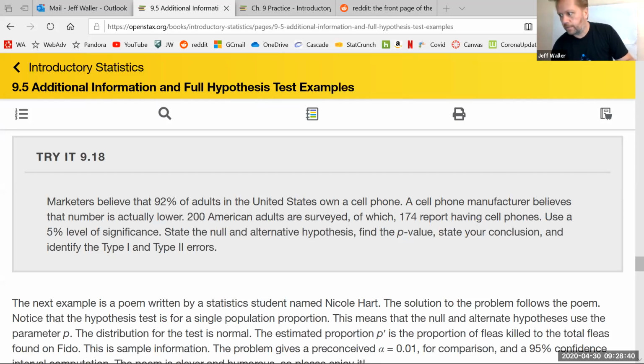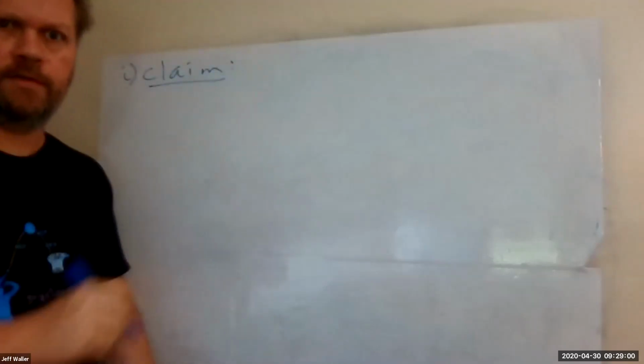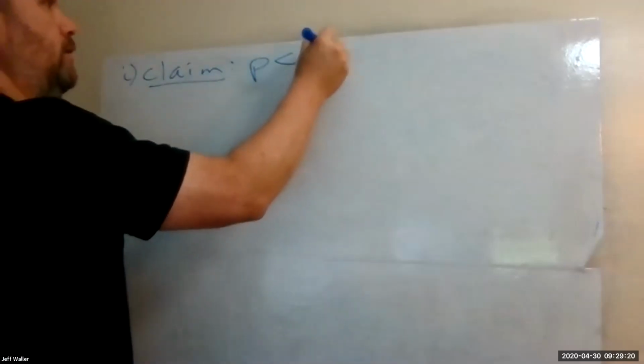All right, hopefully you got enough stuff written down. I'll put some stuff up here on the board. So hopefully you got the first step done. Okay. Can somebody tell me what the claim is? Can you guys see that? Yes, sort of. Let me see. Yeah, so they think the cell phone believes that the number is lower. So yeah, they believe that P is less than 92%, 0.92.